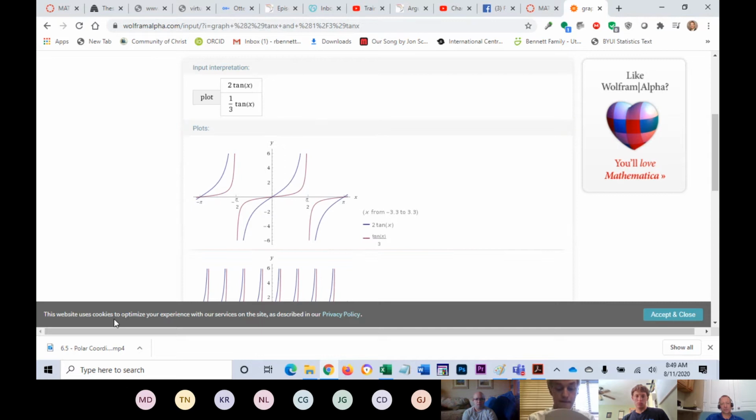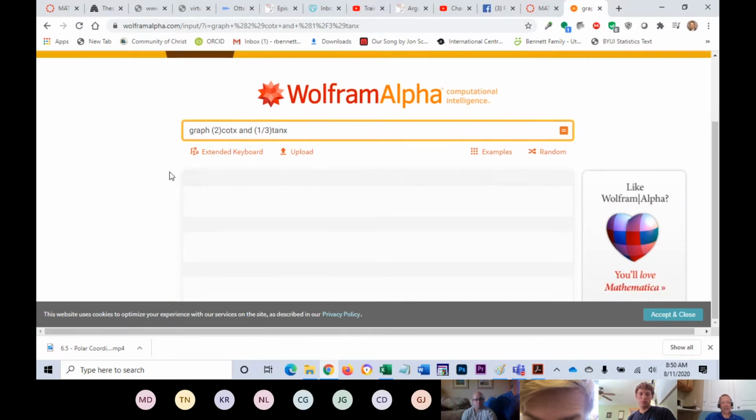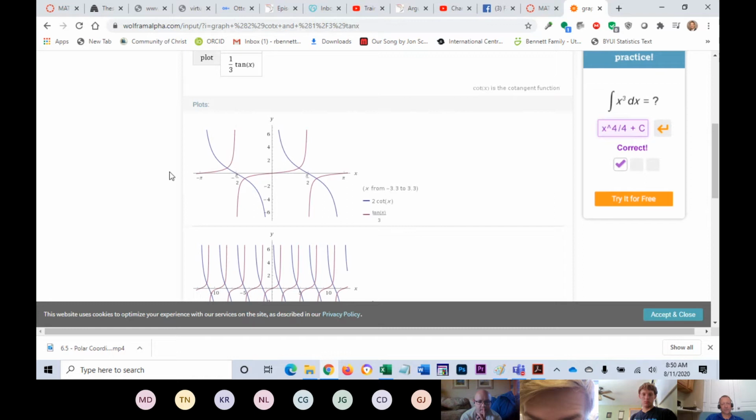So real quick, our asymptotes for tangent are at negative pi halves and pi halves, but our asymptotes for cotangent are at 0 and pi. That is correct. And just to make sure, we'll change this to cotangent, and leave the other the same, so you can see the shift.